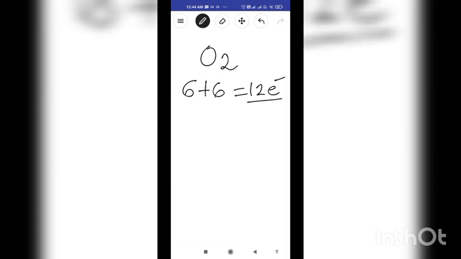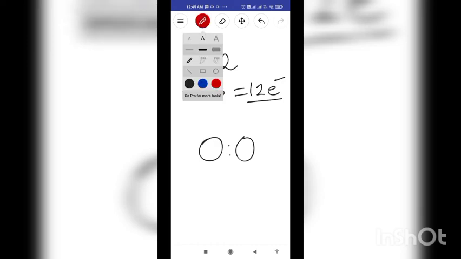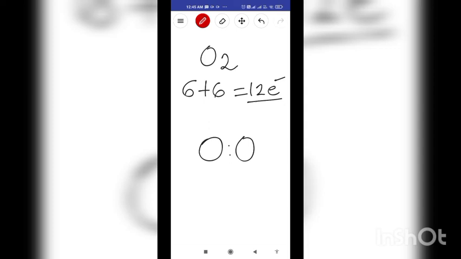Then the second step is we have to draw the skeleton. So one oxygen, another oxygen, and the third step is we have to distribute the bond. Each bond is denoted by 2 electrons. Then we have to distribute our remaining electrons. So 12 minus 2, that is 10. We have to distribute 10 electrons. So we'll start from this one. 1, 2, 3, 4, 5, 6. Then how many electrons are remaining? 10 minus 6, that is 4. So 1, 2, 3, 4.